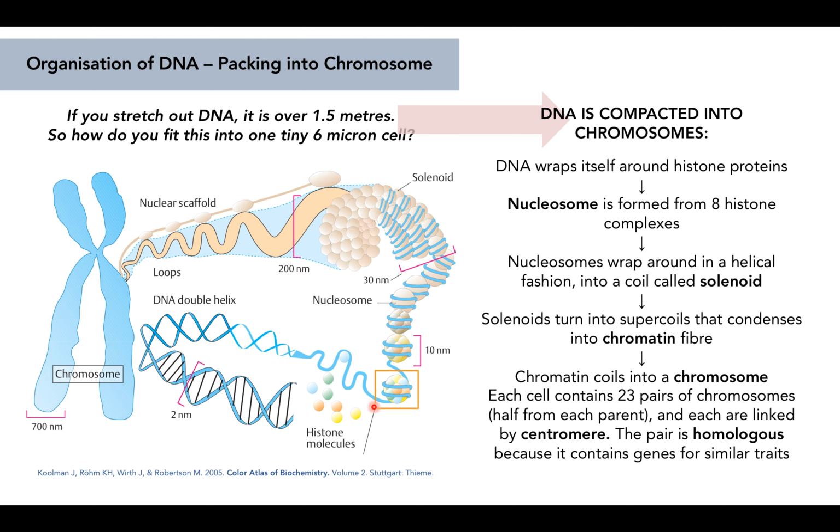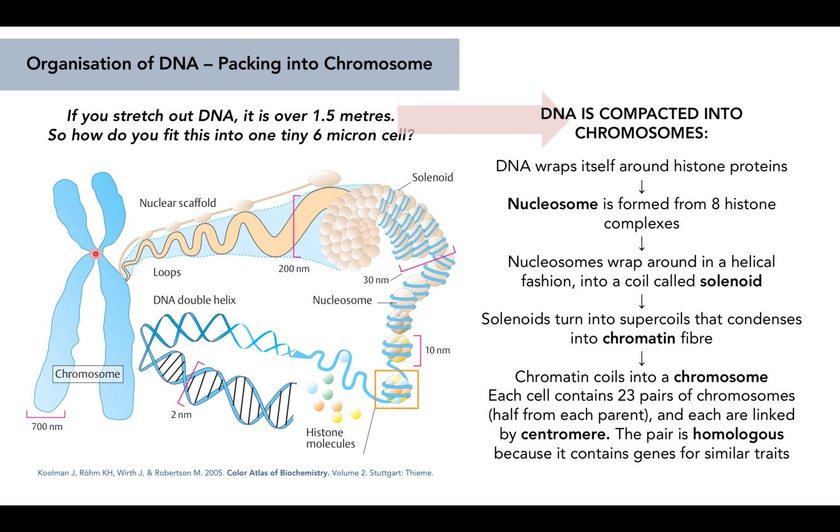Now the nucleosomes will string together like a pearl necklace, and it will make what we know as a coil called a solenoid. So once we have a long string of pearl necklace from nucleosomes, it will coil together to make a solenoid. Now the solenoid will then turn into supercoils that condense into a chromatin fiber. So this is the chromatin fiber, and the chromatin fiber will coil into a chromosome. Now the chromosome is shaped like this.